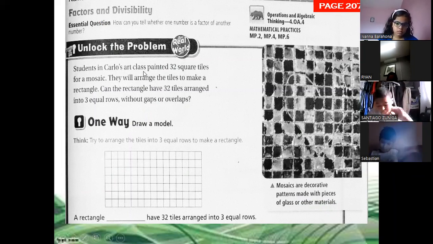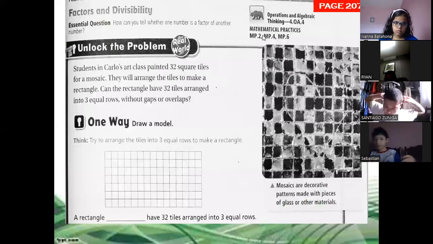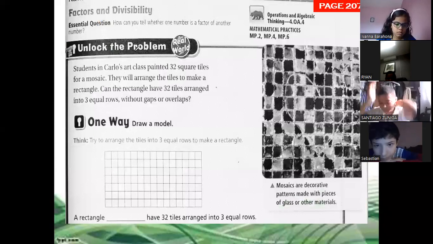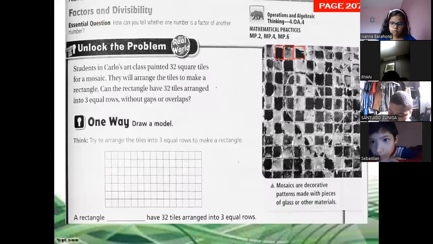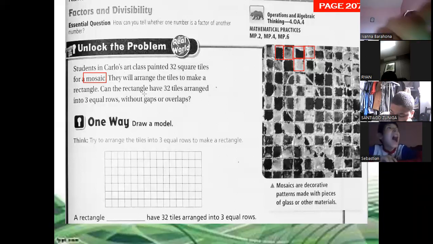Students in Carlos' art class painted 32 square tiles. The tiles are these little squares. This is a tile, 2, 3, 4, 5. See, there are many tiles in this mosaic. Actually, it's for a mosaic. They will arrange the tile to make a rectangle. Can that rectangle have 32 tiles arranged into 3 equal rows without gaps or overlaps? Gaps are like empty spaces.